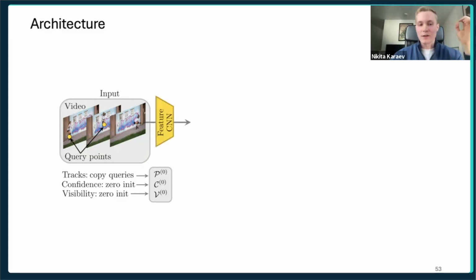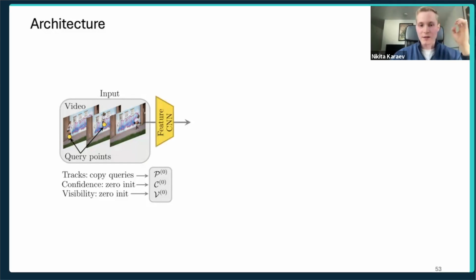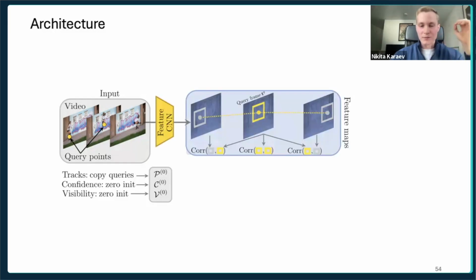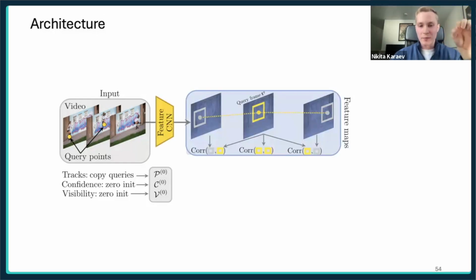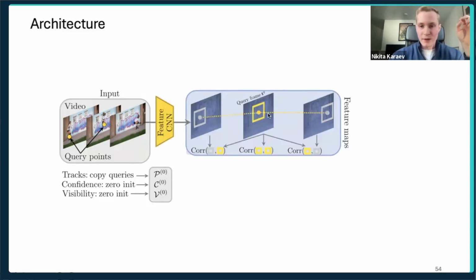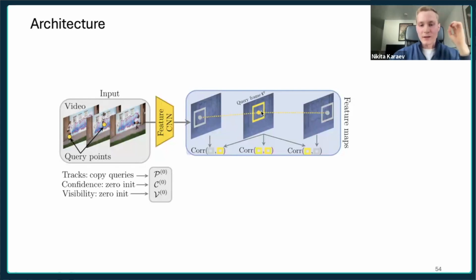Then we pass all the frames through a feature CNN and predict convolutional features. And then we have our query points that we copied across all the frames. These points at the beginning are all the same in all the frames, so the vertical relations that we decided to add here work in the following manner.